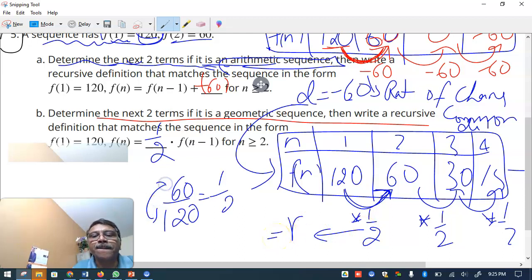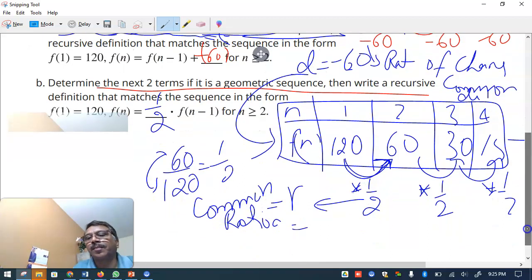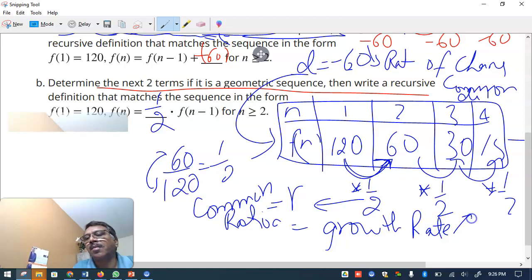because it's a ratio, we call it the common ratio, and it's also called the growth rate. Later on we'll see what the meaning of that growth rate is. It can either increase or decrease, so growth doesn't necessarily mean growing. So here it is going down.